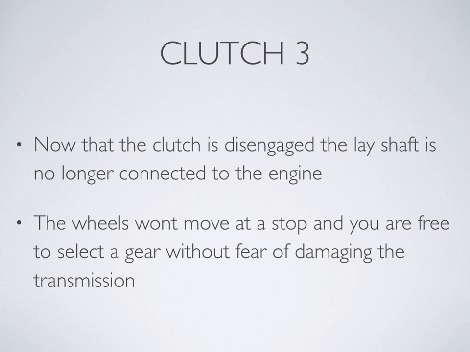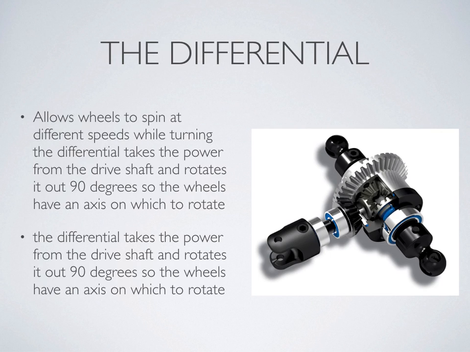So the last part of a transmission is the differential. The main purpose of the differential is to allow the wheels to spin at different speeds while turning, because obviously when a car turns, the outside wheel has a farther track and has to turn at a faster speed to keep up with the rest of the car. The differential also takes the power from the drive shaft and rotates it 90 degrees to give the wheels an axis on which they rotate.